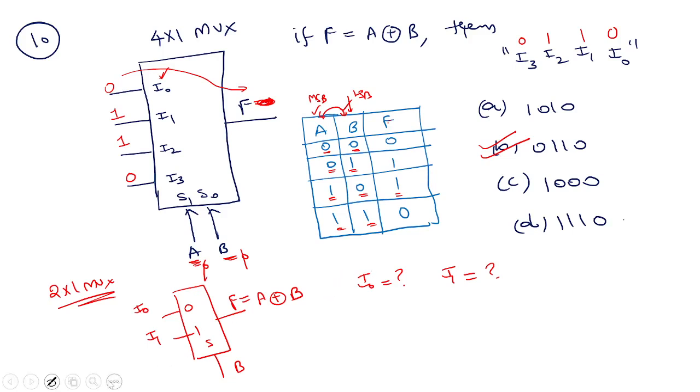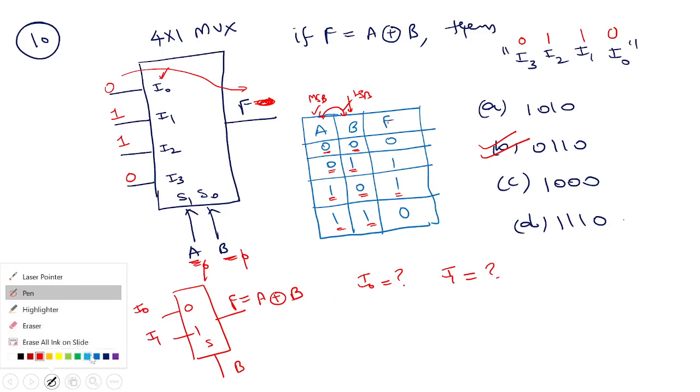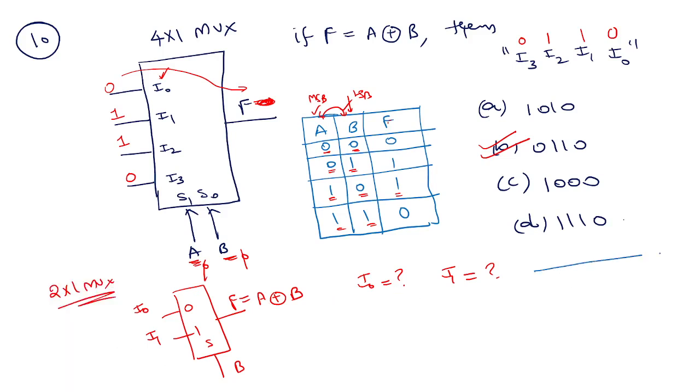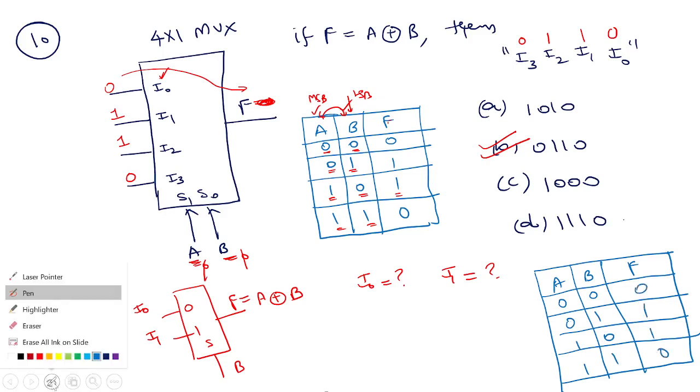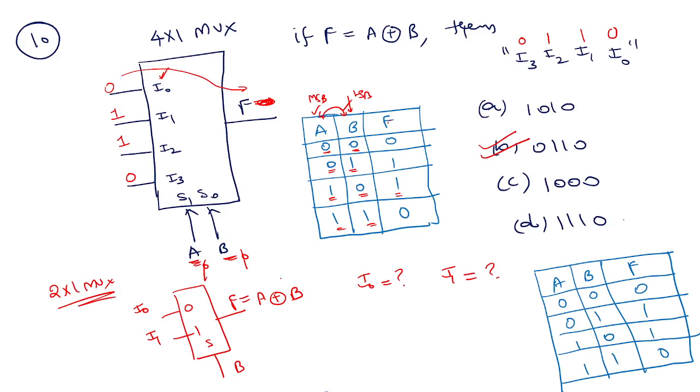Now, next the question is little tricky. Same procedure. It is not that straightforward, okay? It's just we need to do some kind of trick. A, B, and F. 0 0, 0 1, 1 0, 1 1. Same truth table I am taking. Little different, okay? So what is this saying? If B is equal to 0, I naught will be passed to F. We need to find out what is I naught.